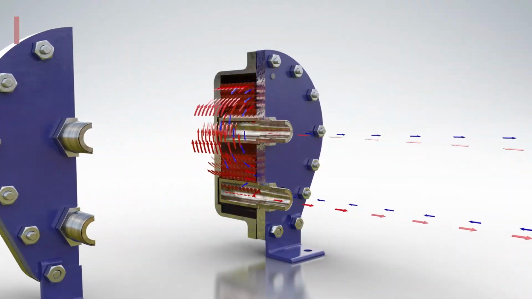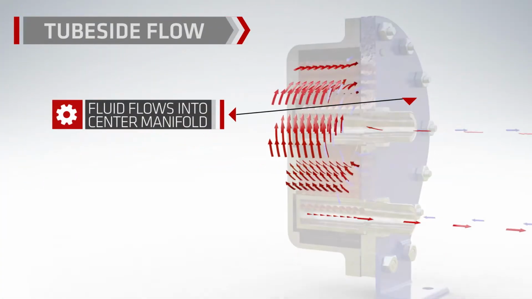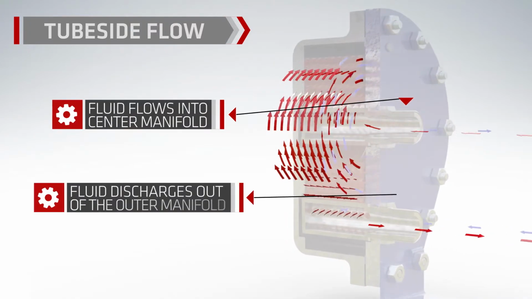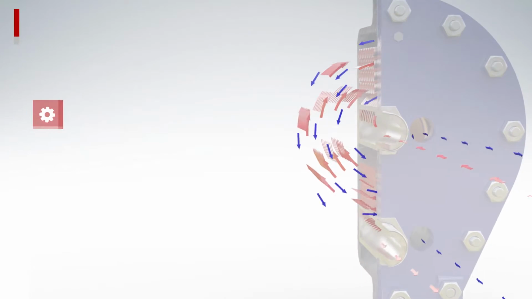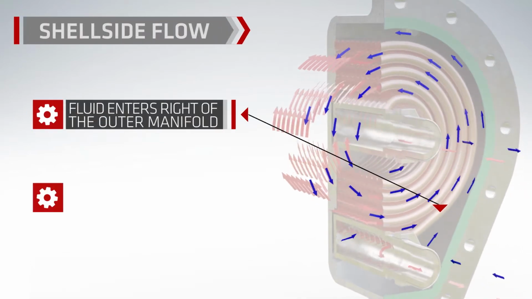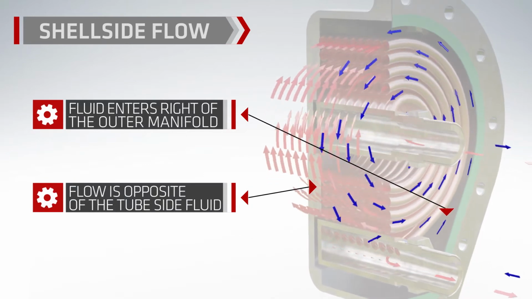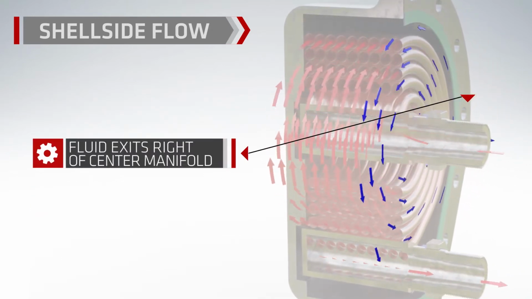In a cross-sectional view, on the tube side, fluid flows into the center manifold and then takes the flow path to the outer manifold and discharges out of the outer manifold. On the shell side, the fluid enters just to the right of the outer manifold and flows in the opposite direction of the tube side fluid. The fluid exits just to the right of the center manifold.